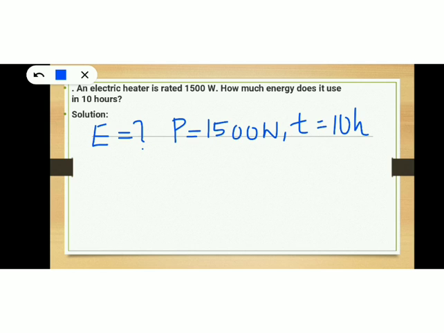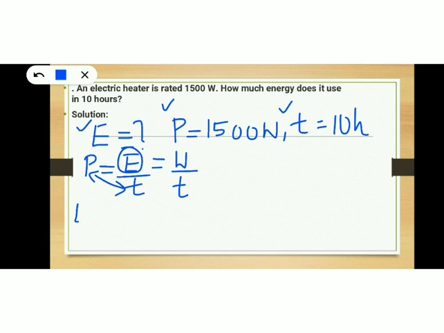So there is a relation connecting energy, power and time. We had studied that power is equal to energy by time, or power is equal to work by time. And here we are supposed to find out energy. So energy will be equal to power into time. What is power? Power is 1500 watt.